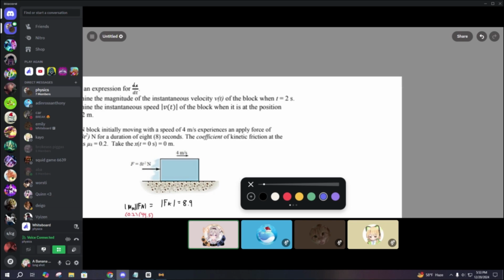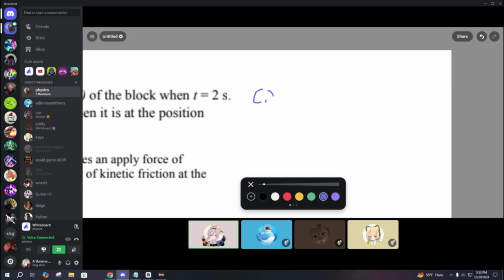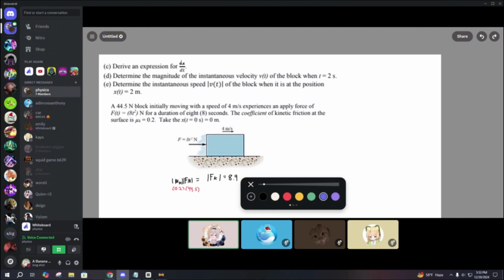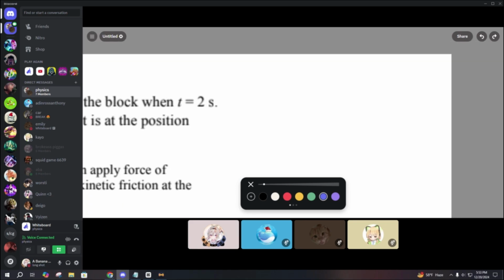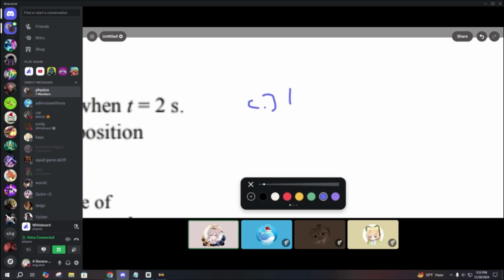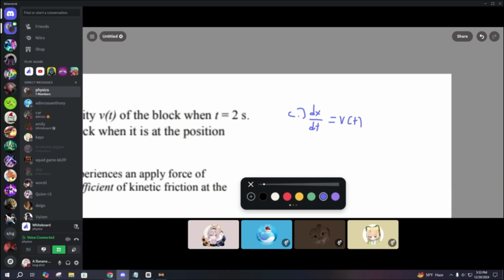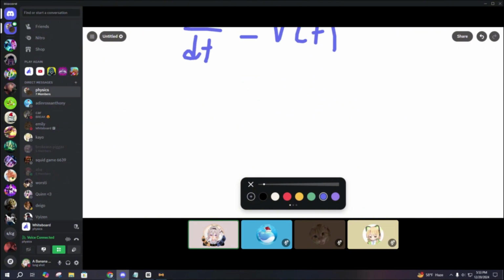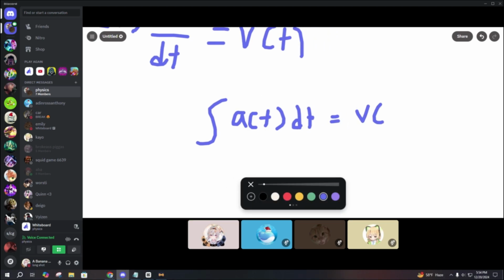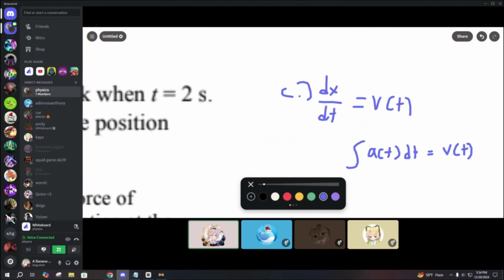Okay, for C, they want an expression for dx/dt. So let's go over here. Well, I know that dx/dt, the change in position over the change in time, looks like delta x over delta t, is going to equal velocity as a function of time. Right? Now to get velocity as a function of time, I'm going to need to integrate acceleration as a function of time with respect to time. And that gets me velocity as a function of time.